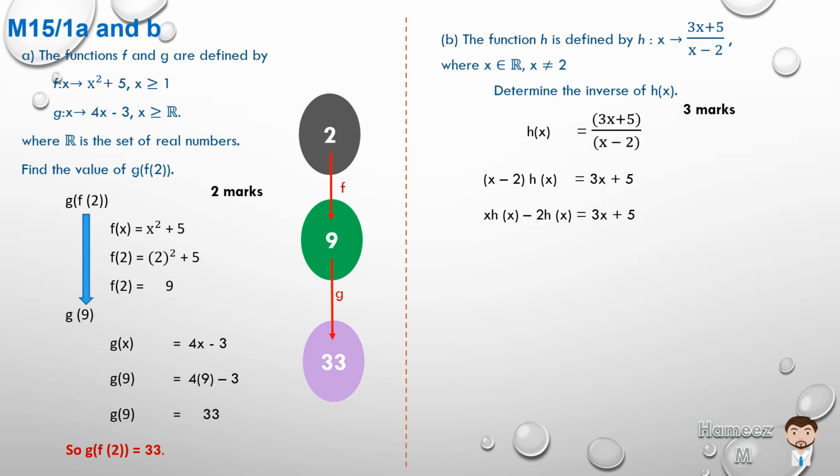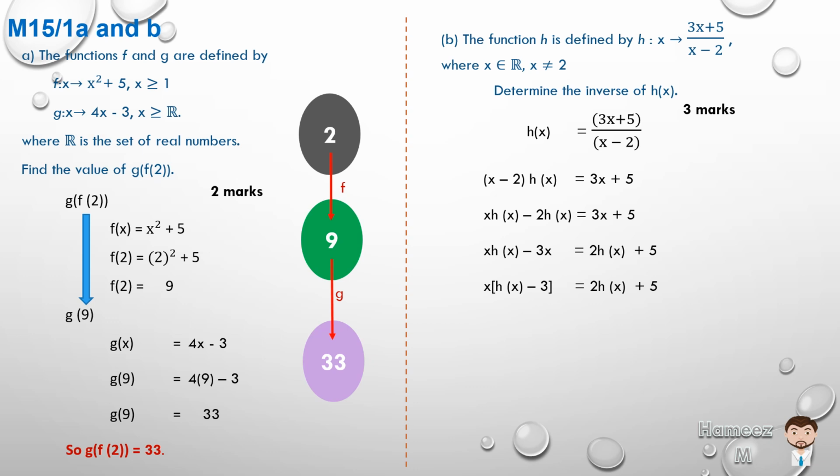And we want to put all the x's on one side. So x h of x minus 3x, because the 3x was adding on the right hand side, and when we bring it across the equal sign, we do the additive inverse, which is subtract. And that is equal to plus 2h of x plus 5. So we can now factorize out the x on the left hand side. So that will give us x times (h of x minus 3) is equal to 2h of x plus 5.